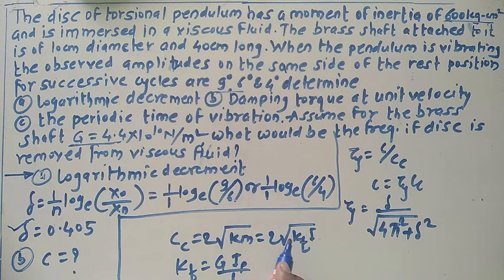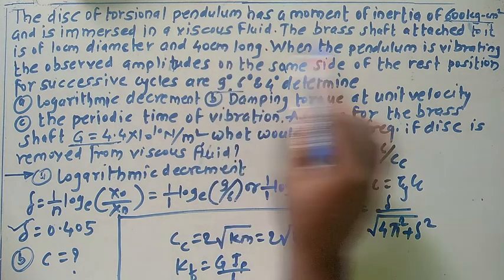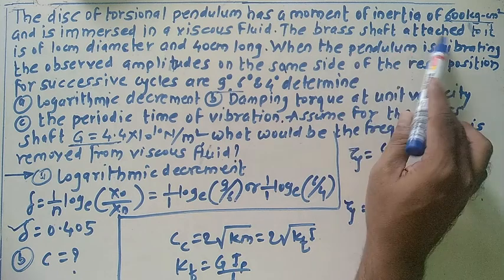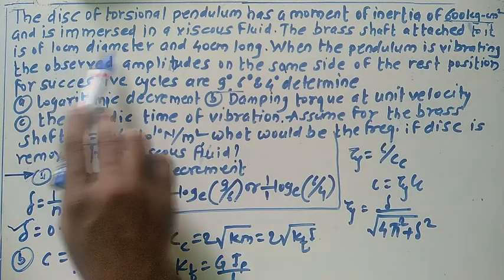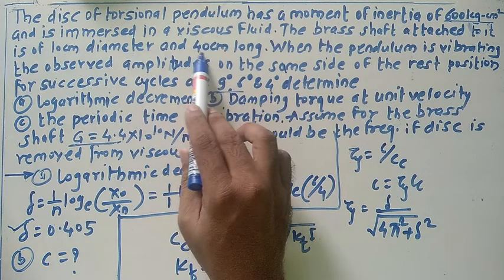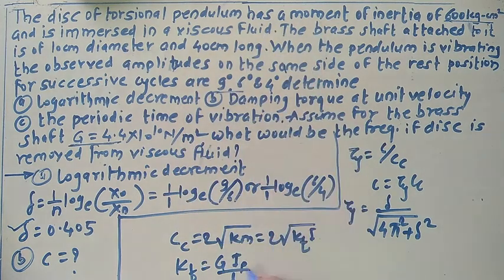The diameter for that rod is given, a brass shaft attached to it of 10 centimeter diameter and 40 centimeter long. This information is given. So what about this IP? Sorry, IP is nothing but pi by 32 into d raised to 4. From this relation you can get the IP. Already the length is given, already G is given. You can get the value for KT.